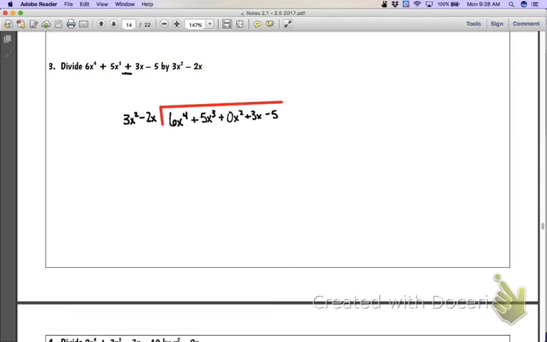The big key here is making sure that you have that placeholder. You're going to need that. The biggest mistake that's going to get made is not having a placeholder. Honestly, using synthetic is pretty simple. It's just making sure that you go with the opposite. So if it's x plus 3, then you're going to need to synthetically divide by a negative 3.